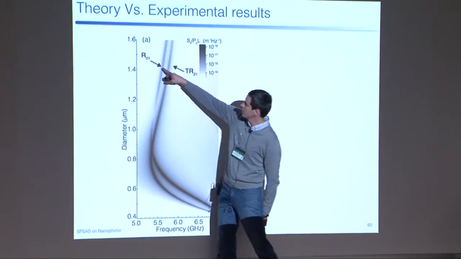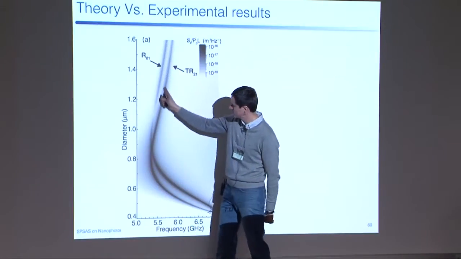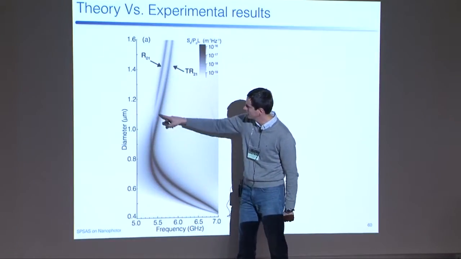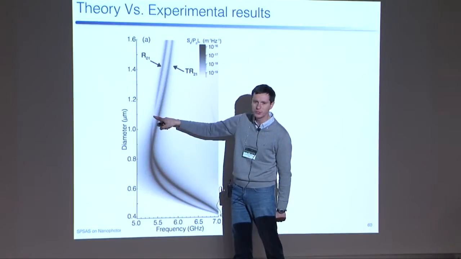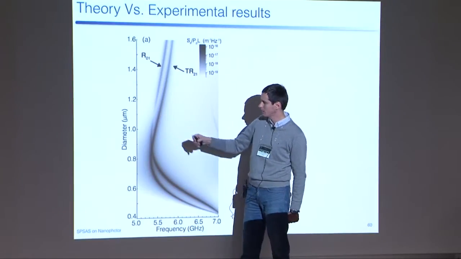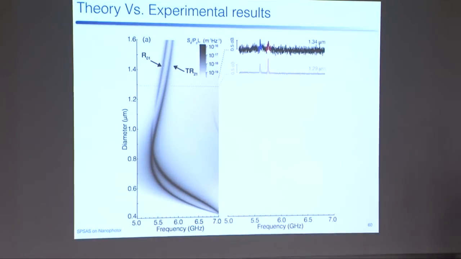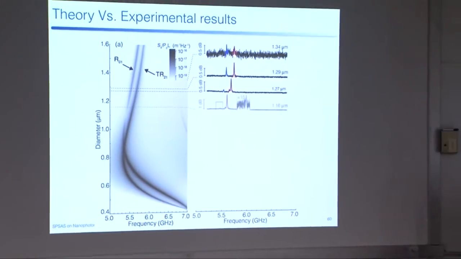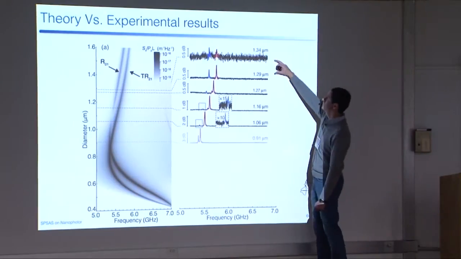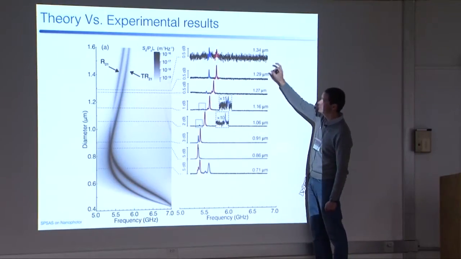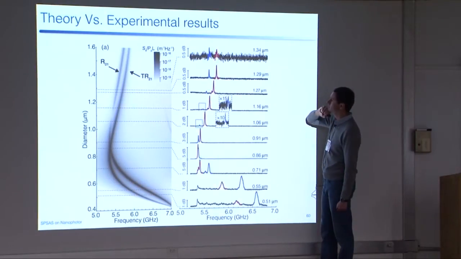On the other hand, the R01 mode has a similar frequency behavior, but then at a point over here, it goes to zero, right? So that's exactly where the cancellation is. So we made a bunch of samples trying to get these diameters right. And you can see the changing diameter here is very small. So we have to tune it very finely to get the samples distributed. And what you see is really that.